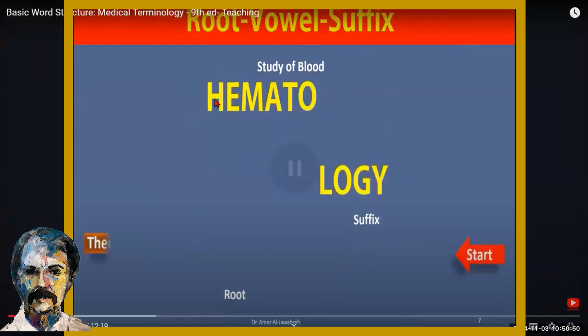Now let's go to the first medical term in this course, hematology. We have hemato or hemat alone, hemat, that's the root, the origin word. And we have O and we have logy. When you want to analyze a medical term, start from the end and then go to the beginning. So we start from logy, which is the study of, or the specialty of, or the field of. So we start with logy and then go back to hemat.